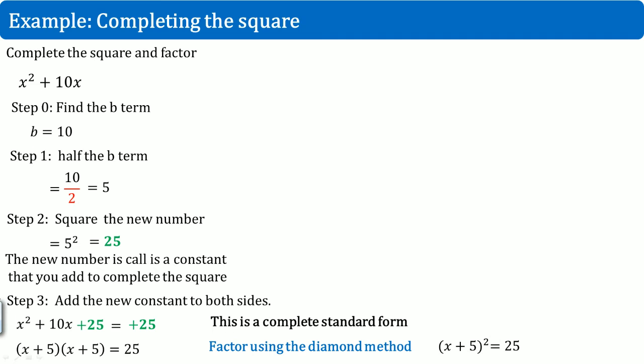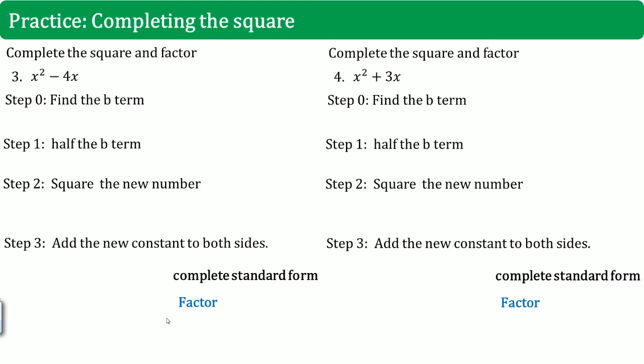So there you go. Now, you might wonder, what happens, like in example 4, when that b term is an odd number? Nothing changed, really. So here, b is still equal to 3. Then 3 divided by 2 is equal to 1.5. That's half of 3. Now you're going to square it. So 1.5 squared is going to be equal to 2.25. So you have x squared plus 3x. We add 2.25 to the left and add 2.25 to the right.